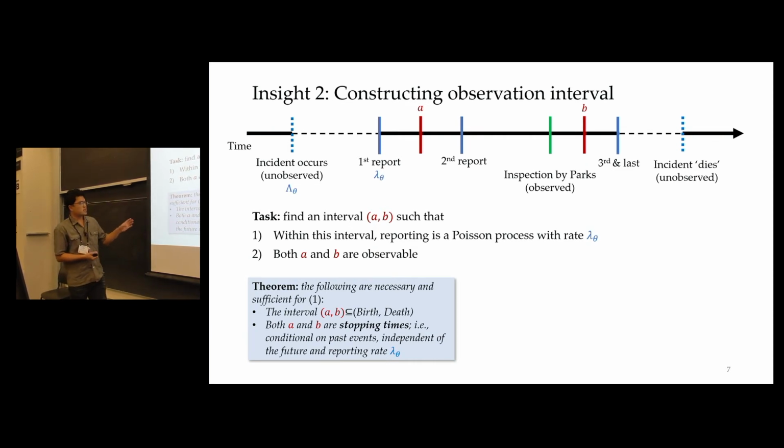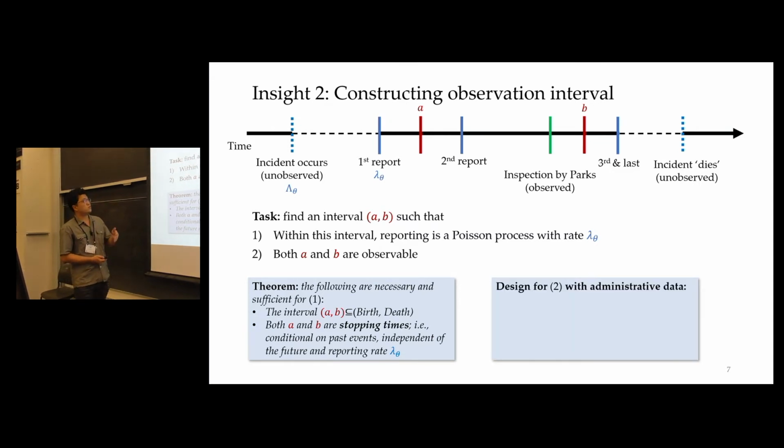To break the second condition, let us say that B is the time of the last report, making it not a stopping time. Then the Poisson rate estimator will be biased upwards, because we are systematically excluding time in which we know the incident is still alive, but no reports came in.